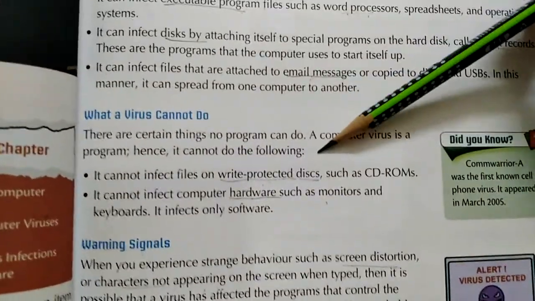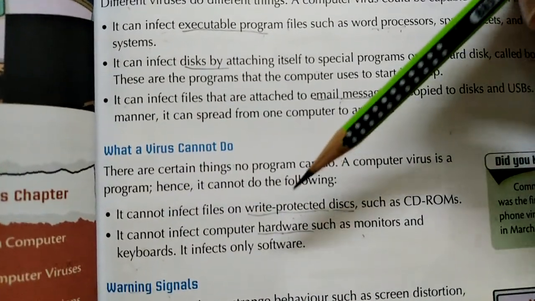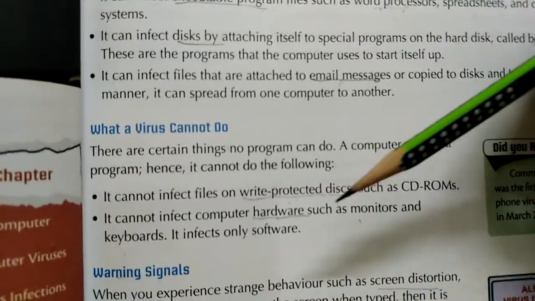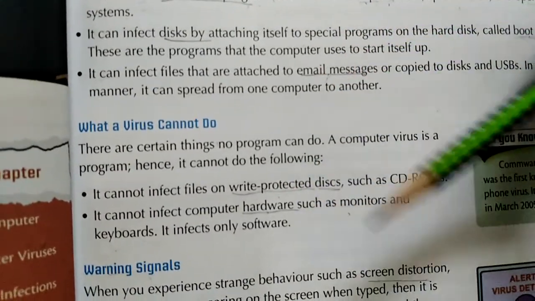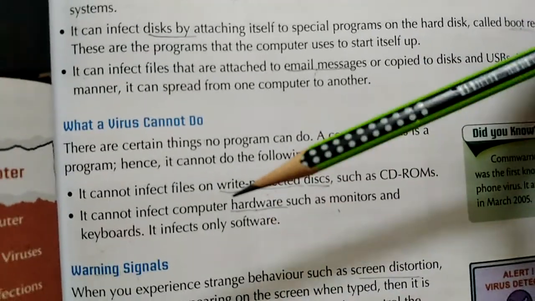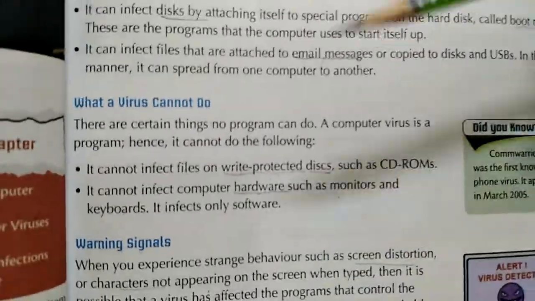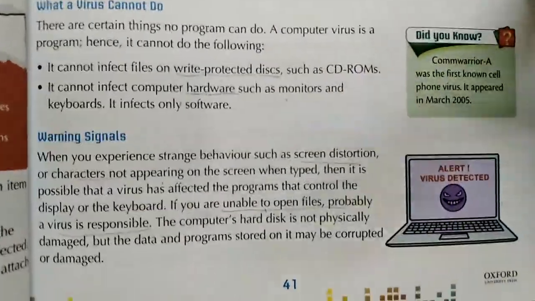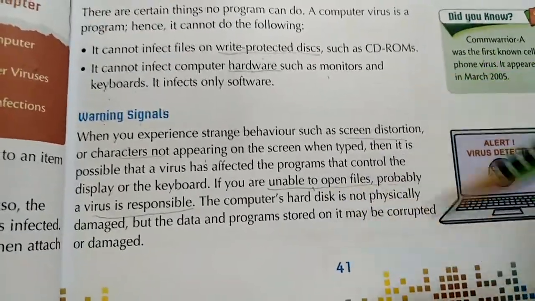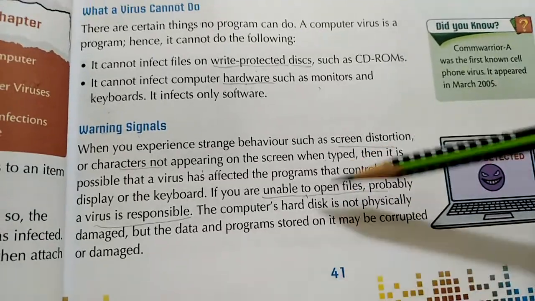Okay, what can a virus do? A virus can infect the executable files, and it can also change the files and data in your system. It can affect the disk by attaching itself to the programs. It can also harm your memory. It can also infect the files attached to the emails, or it can be sent by email, so it is sent to the other computers also. It can also make copies in the disk and USBs to harm them.